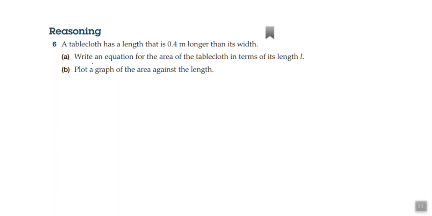This is for Year 10 Methods Pathways. We're going to look at question 6 from exercise 3.3. A tablecloth has length 0.4 meters longer than its width. That's actually a really important statement. We're going to use that later. Write an equation for the area of the tablecloth in terms of the length only.